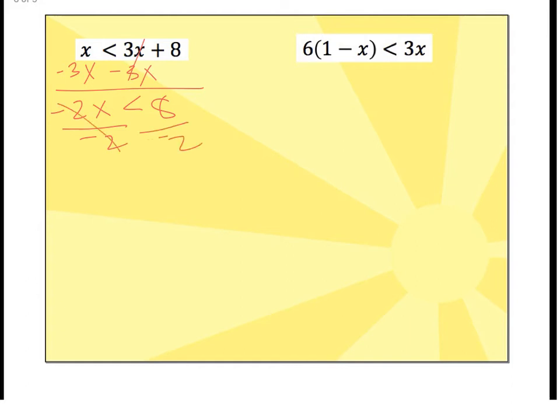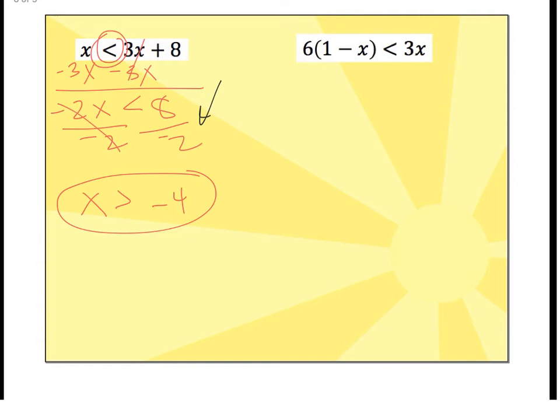So here, because I'm dividing by a negative, I need to flip my sign. So it becomes x is greater than negative 4. So notice my sign is different than my original less than because I had to flip it.